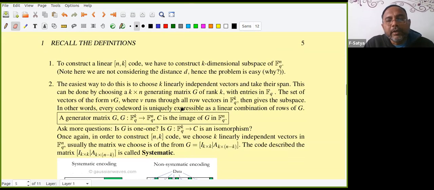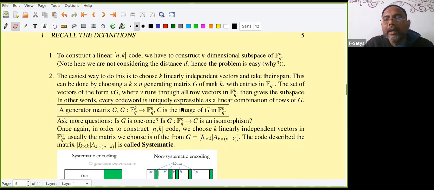So to construct a linear n, k code, we have to construct a k-dimensional subspace of F_q to the power n. Now I'm talking about linear codes. But in general, if you do not worry about distance, then it is not a problem. If you do not care about distance, then why is it easy to construct an n, k code? How do we construct the k-dimensional subspace of F_q to the power n? Somebody can help if I do not worry about distance.